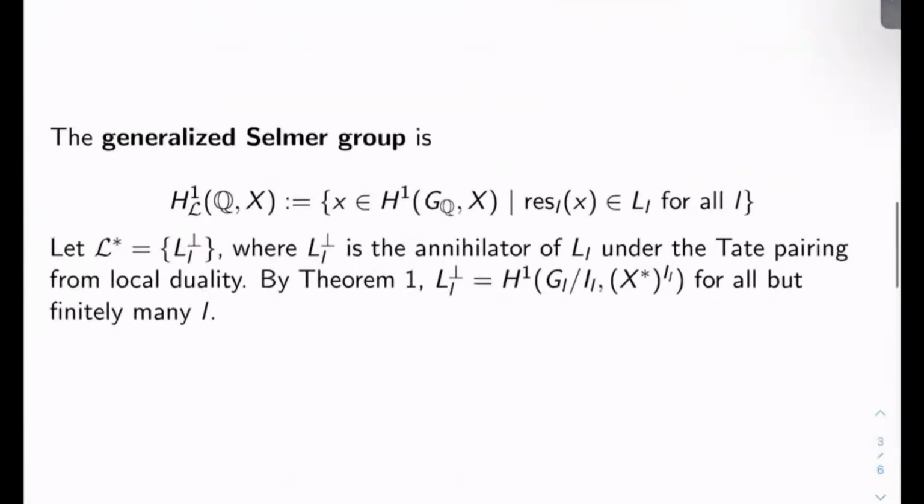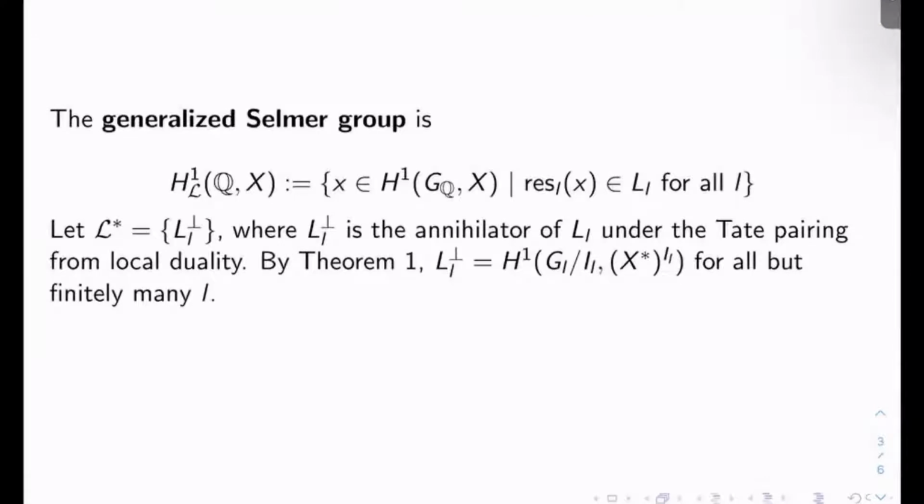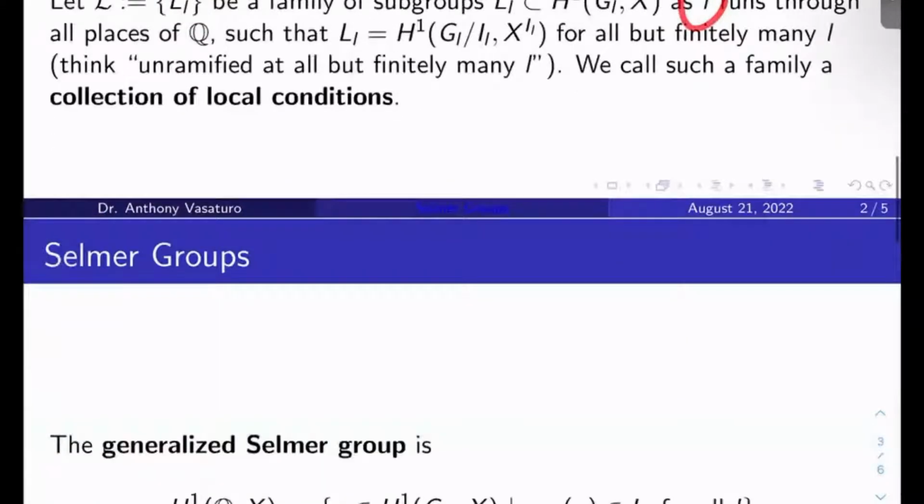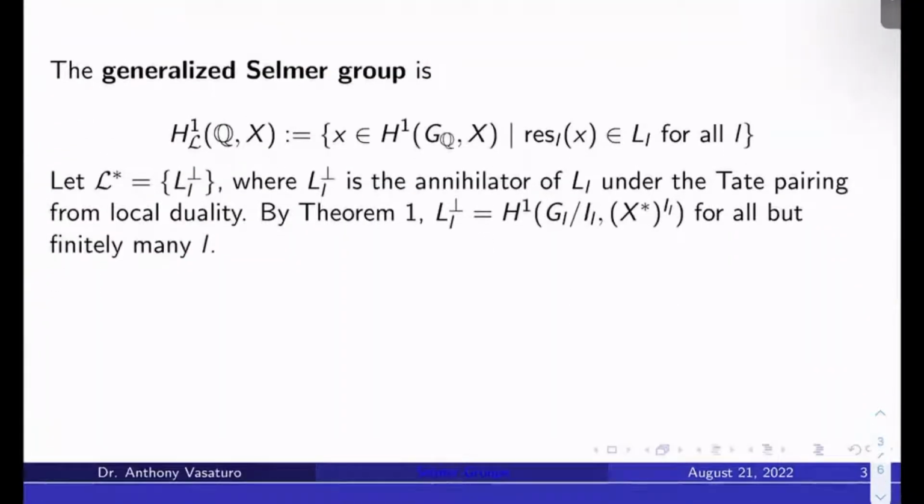Okay, so a generalized Selmer group is H^1_L(Q, X), and that will denote the set of all x in H^1(G_Q, X) such that res_l(x) is in L_l for all l. So in other words, you're taking things here that restrict to the L_l's for all primes l. Okay, so that's what a Selmer group is.